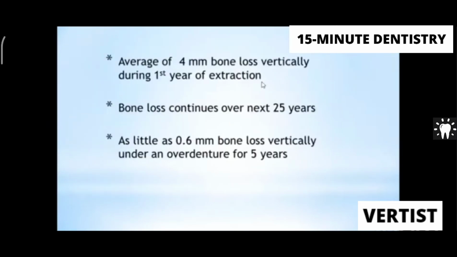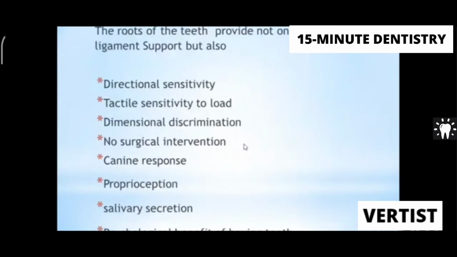You know that bone loss under the denture is a continuous process. So what happens? An average of 4 millimeters of bone loss happens vertically during the first year of extraction, whether with or without denture, right? And bone loss continues over 25 years, right? But when you are talking about the overdentures, this bone loss reduces to 0.6 millimeter vertically. That is the advantage of giving the overdenture, right?